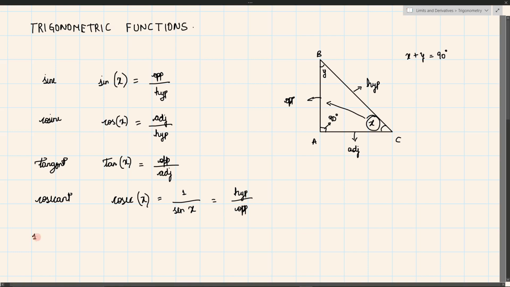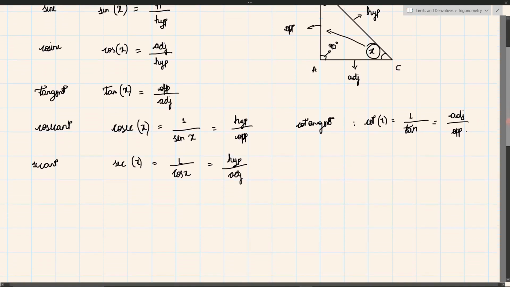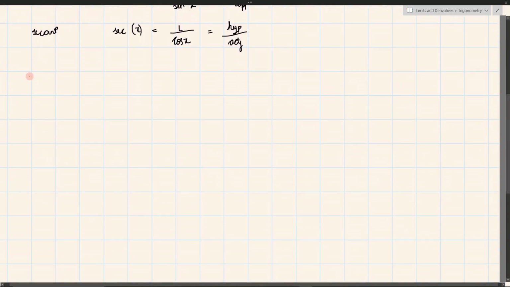Similarly, if we consider the secant function, usually called sec, sec of x is equal to 1 divided by cos x, that is the reciprocal of cos, which is nothing but hypotenuse by adjacent side. The last one is cotangent, usually called cot of x, which is equal to the reciprocal of tan, and that is nothing but adjacent side by opposite side, right?